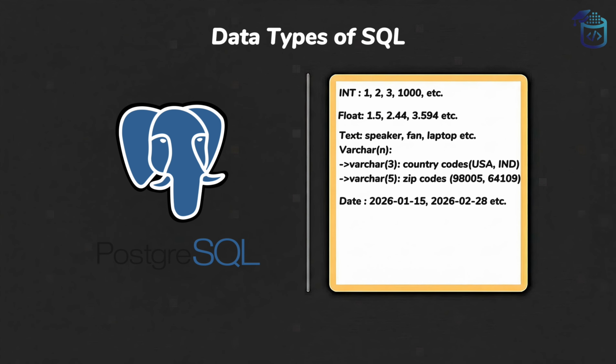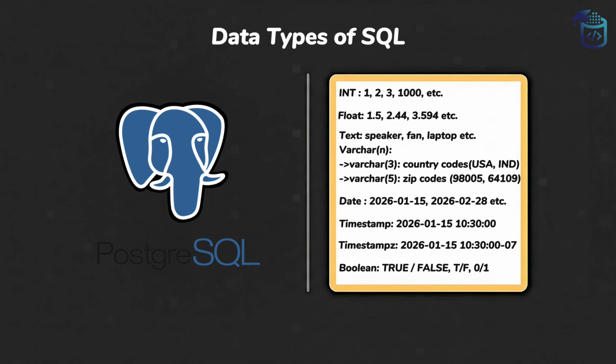Date for calendar values like January 15th, 2026, etc. Timestamp for both date and time together like January 15th, 2026, 10:30 a.m., etc. Timestamp Z for date, time, and time zone together. Like January 15th, 2026, 10:30 a.m. UTC denoted by -07. Boolean for true or false values such as yes or no flags. These are the building blocks we'll use when defining columns inside tables. Don't worry about remembering exact specific data types in your mind always. Remember, this is just to enhance understanding while creating tables.